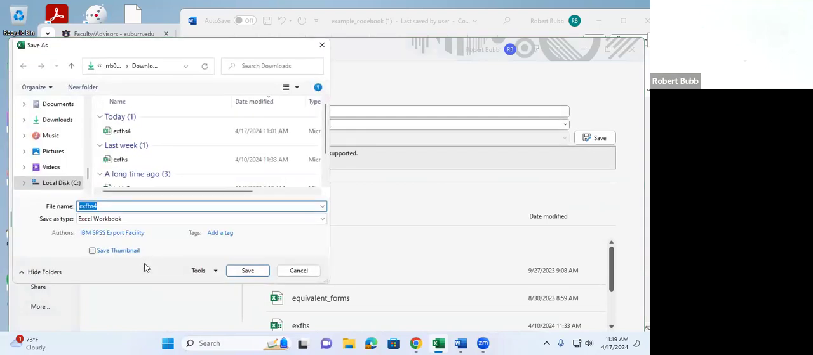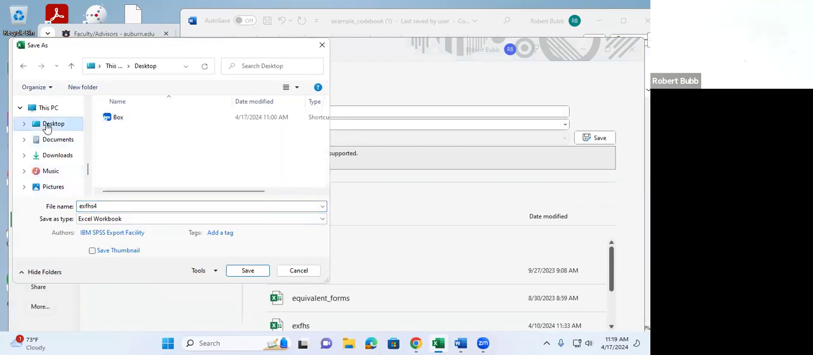browse. I'm just going to place it on my desktop. Technically you can put it in your downloads too. That would be fine. I'll just put it on my desktop though, just so I can find it easier. You can change the name if you want. I'm just going to leave it as it is.